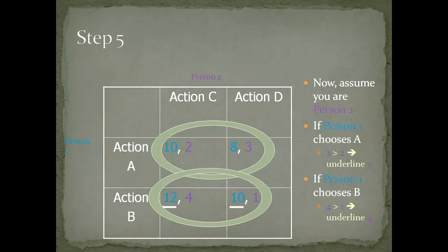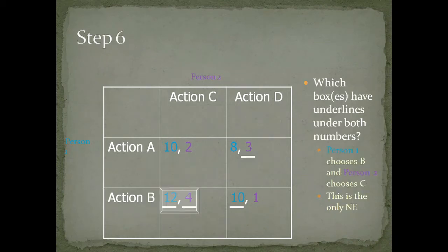Now similarly you can keep doing this. Now assume that you are person 2 and repeat the similar process for person 2, assuming that person 1 is choosing A and B, and find out the best responses and underline them. After doing that, you discover that the boxes which have both the numbers underlined are considered to be the equilibrium, or in this case 12 comma 4. That means for person 1 it is action B, for person 2 it is action C. BC or CB, whichever you want to call it, 12,4 is the equilibrium in this particular case.